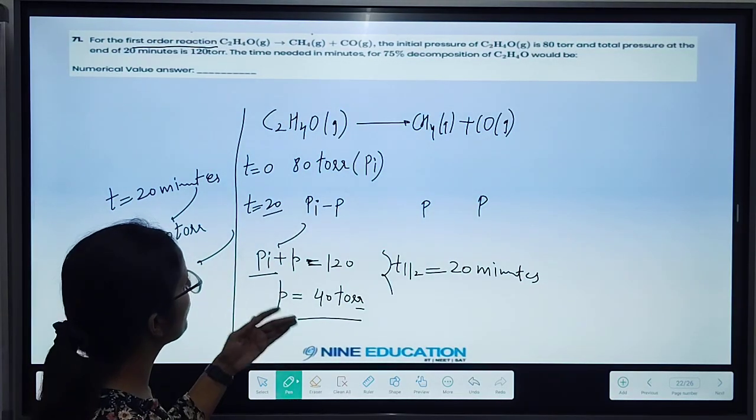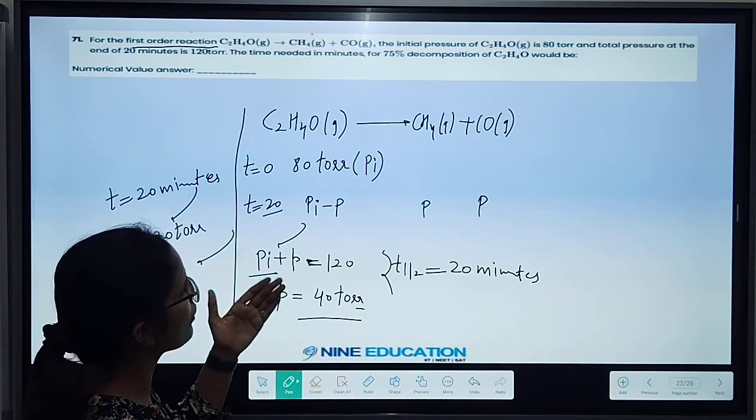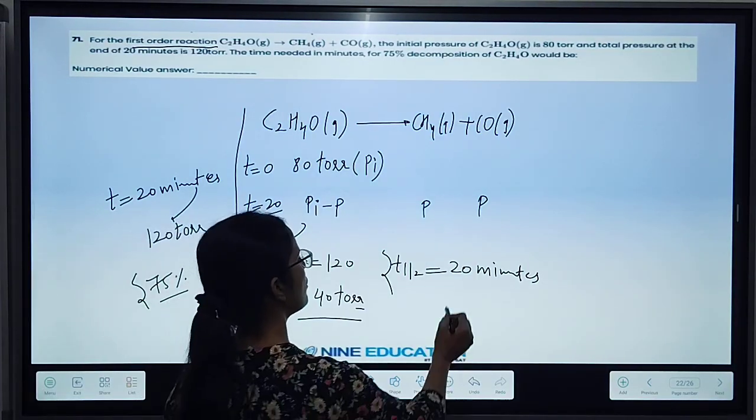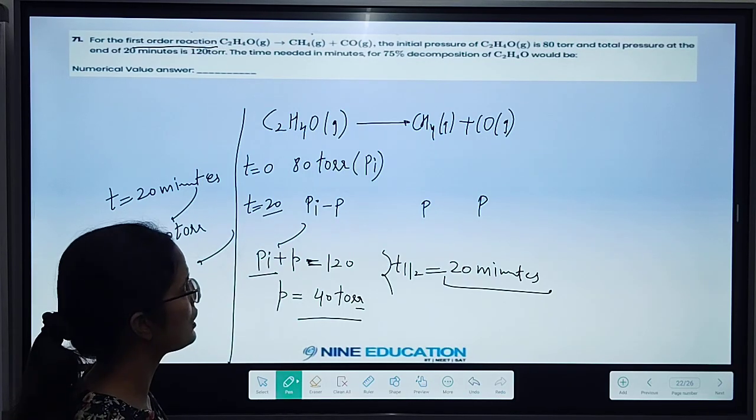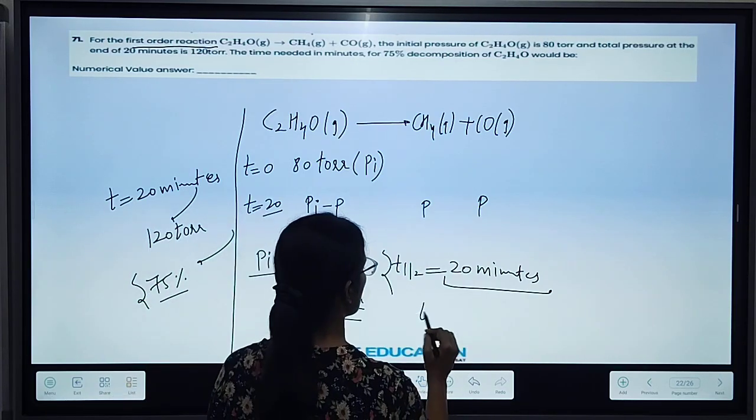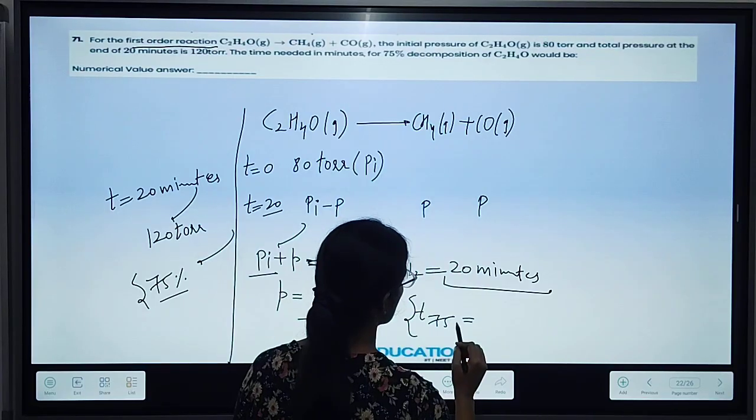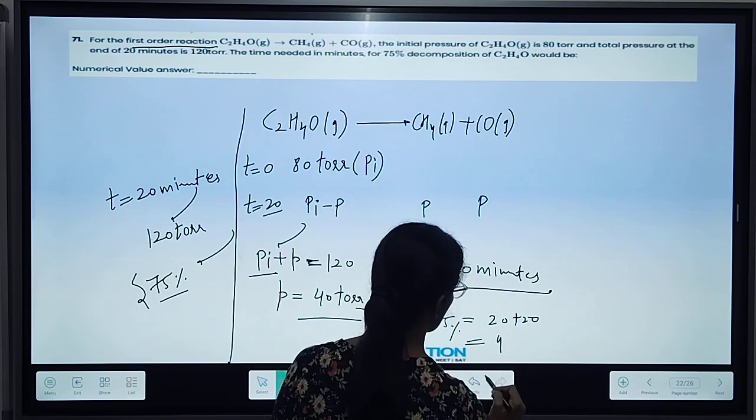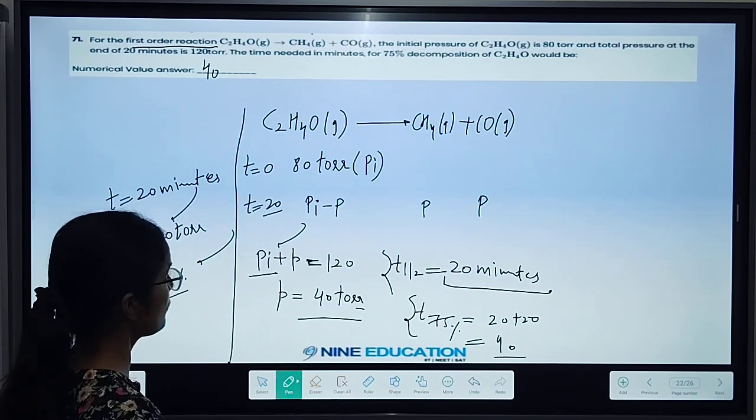So in t equal to 20 minutes, 80 torr converts into 40 torr, right, and for 75% we need to consider the next half-life, that is another 20 minutes, and 50% of the remaining 50% further dissociates, so it will be 75% for the C2H4O. So 20 plus 20, t75% will simply be 40 minutes. So what will be the answer here? 40 minutes would be the answer.